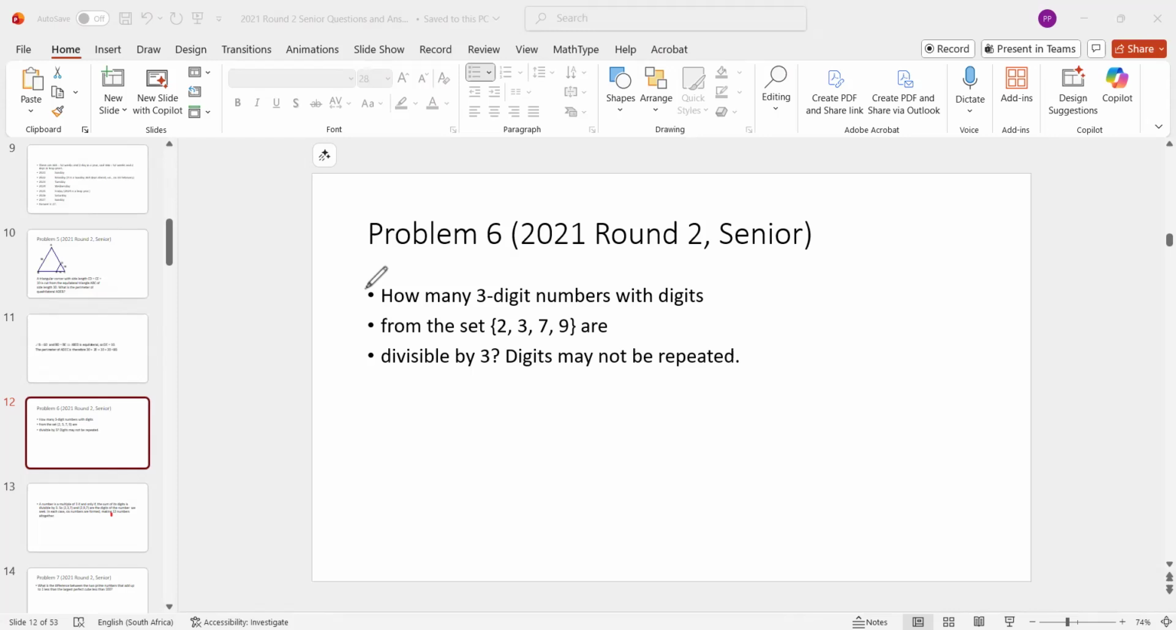Now, divisibility by 3 means that the sum of the digits is a multiple of 3. So if you take all the digits, 2 plus 3 plus 7 plus 9, add everything, you get 21. That's already a multiple of 3. So you want to remove one of these digits and you want it still to be a multiple of 3. Now this is already a multiple of 3, so the only way you can do this is you can remove 3, and you get 2, 7, 9.